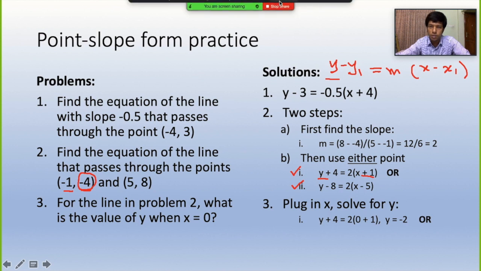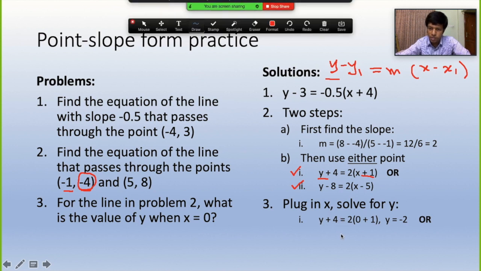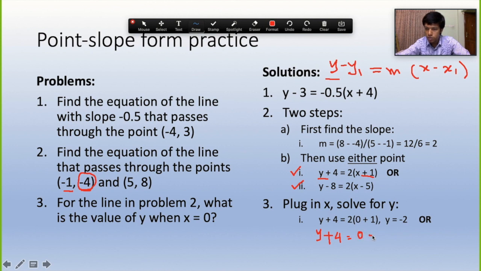Okay, let me show you. This is super easy actually. Y plus 4 equals 2 times 0 equals 0, then 2 times 1 equals 2. Then you see there is a plus 4 on this side. Let's transfer it to this side, then it will become minus 4.